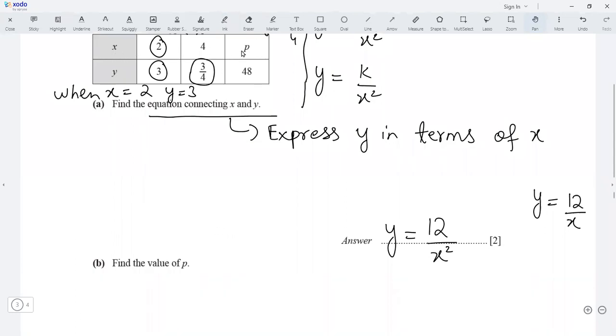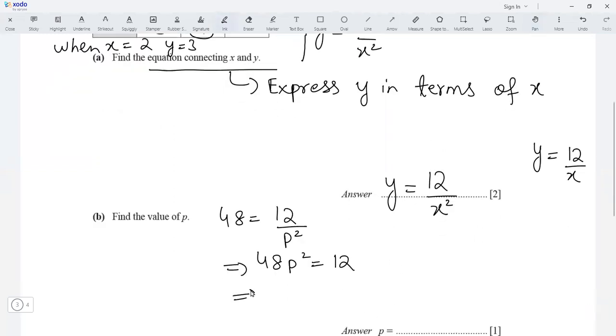So p is written in front of x. Using the same equation formed in part A, y is written as 48 because the value is given, and 12 over x squared is p squared. Now remember, you can cross multiply or directly swap the values, it will be fine. 48 p squared equals 12, and then divide by 48. It's a paper 1 question, so it's not that hard. If you found the correct answer by any means, it will be fine. So 12 and 48's highest common factor is 12.